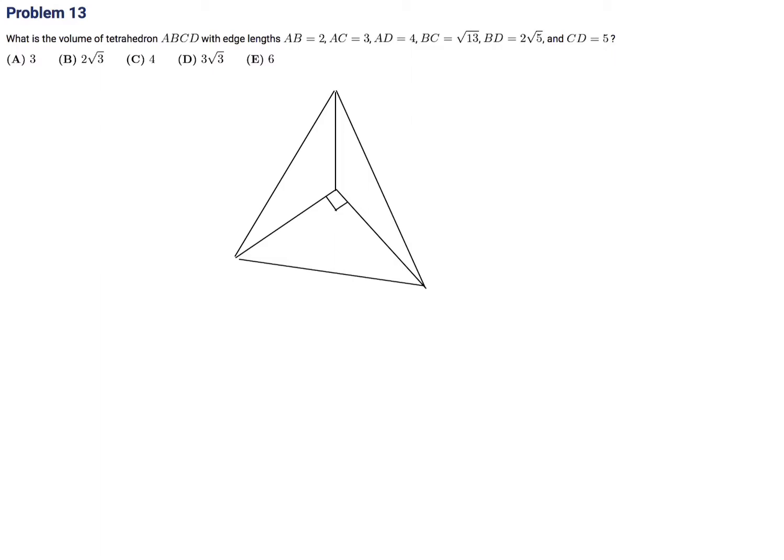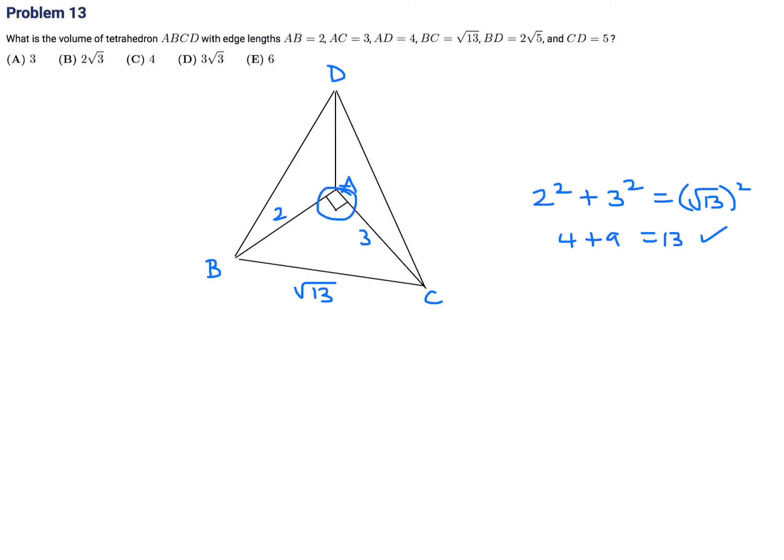Let's see if that's a right angle. Well, I have to label it first. I'll call this A, actually. I think it'll help. This A and this B, this C and this D. Okay, so AB is 2 and AC is 3. So that means BC is root 13, and I think that works as a Pythagorean relationship. 2 squared plus 3 squared is root 13 squared. This is 4 plus 9, and this is 13. Yes, it does. Okay, so that proves that is a right angle.